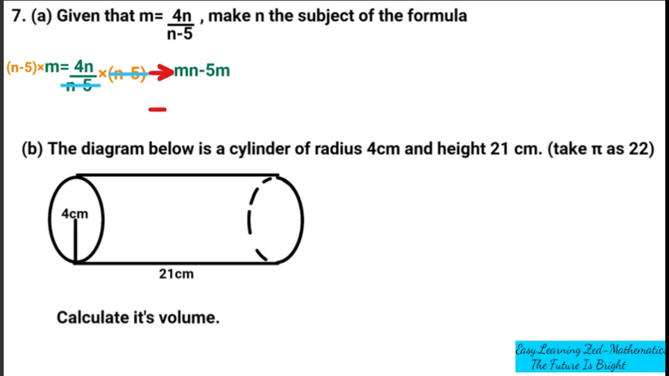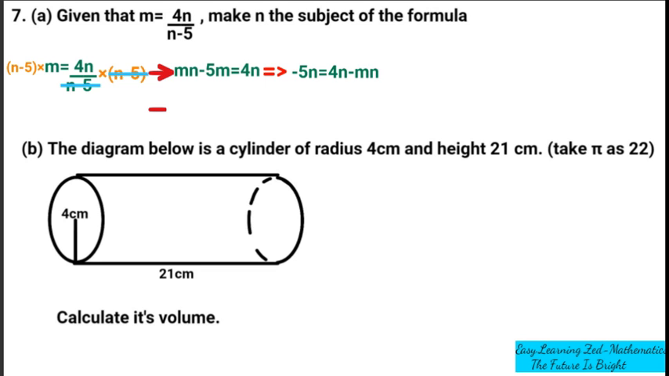Then we're going to say is equal to 4n. Now the next thing is to put like terms together. As you can see, 4n and mn are like terms. So I'm going to write negative 5m. The way it's written n, it should be m. I'm going to change it later on. It should be m, so I'm going to say negative 5m is equal to 4n minus mn.